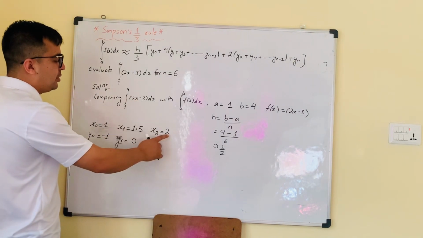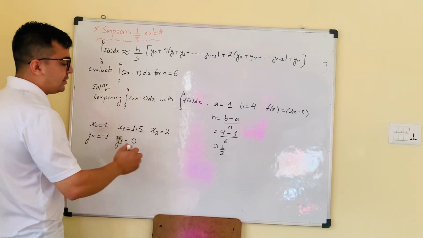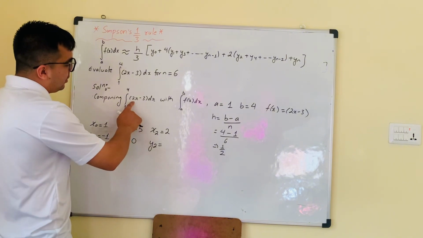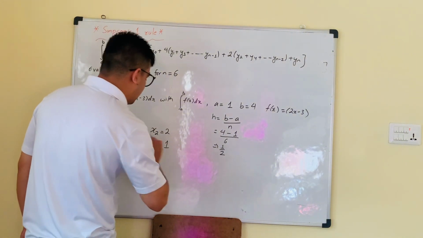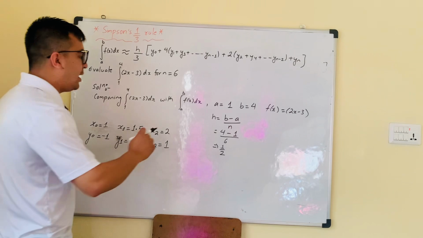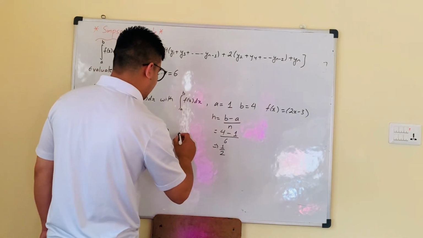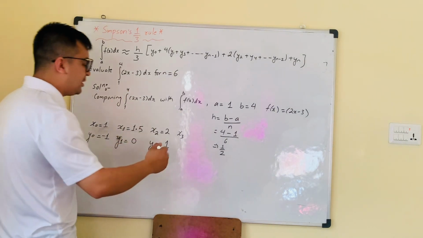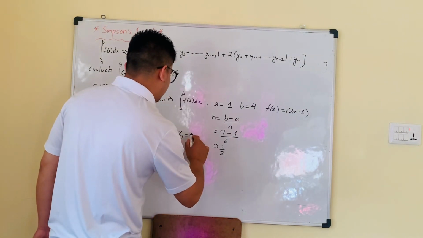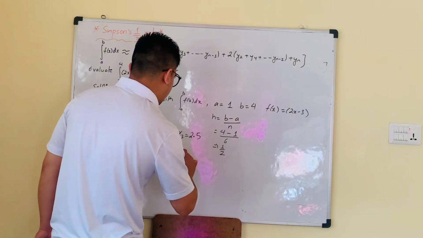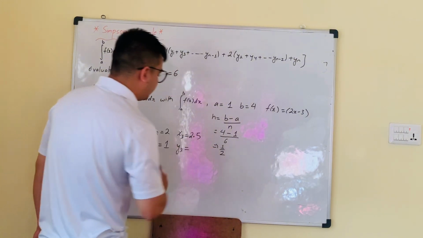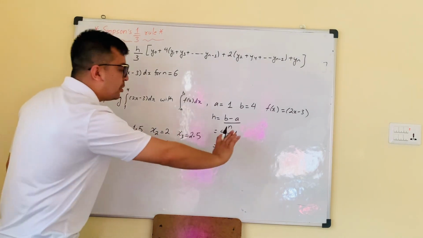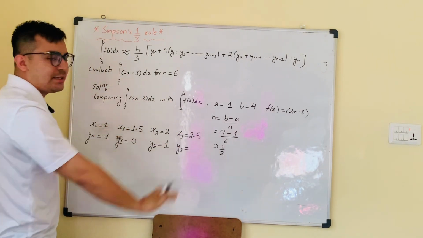The value of x is 2, so 2 into 2 is 4, and 4 minus 3 gives us y2, which will be positive 1. Again we have to calculate x3 until we reach 4. x3 will be 2.5, and y3 we have to calculate. If we proceed like this until 4, we'll get one table.